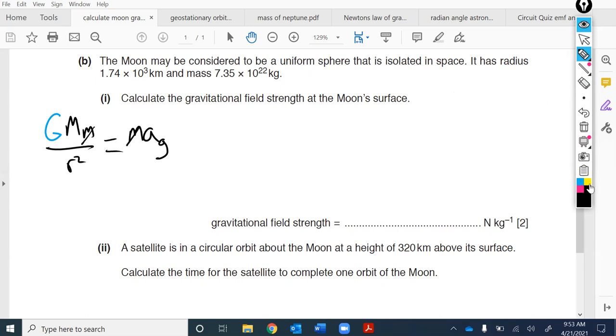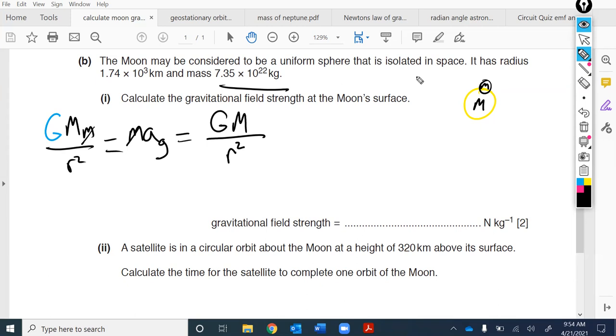Realize that on the moon's surface, or on the surface of any planet or object, it doesn't matter how massive the thing sitting on the surface is. What matters about the gravitational field strength is the mass of the moon itself, which is given here. So we've solved for the acceleration due to gravity as Newton's universal gravitational constant times the mass of the moon divided by the distance that some object on the surface of the moon is away from the moon squared.